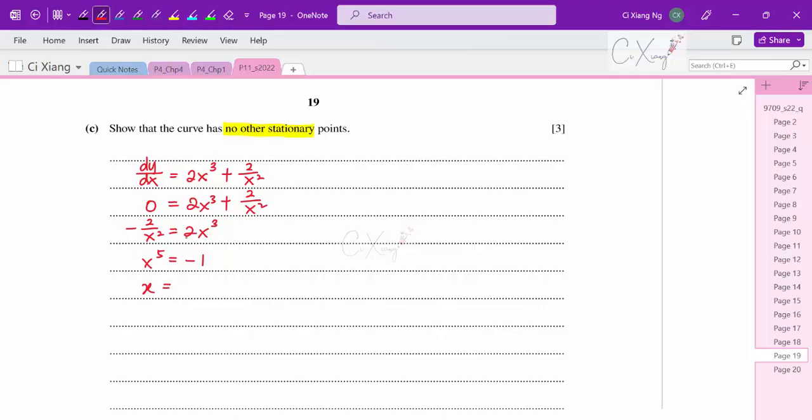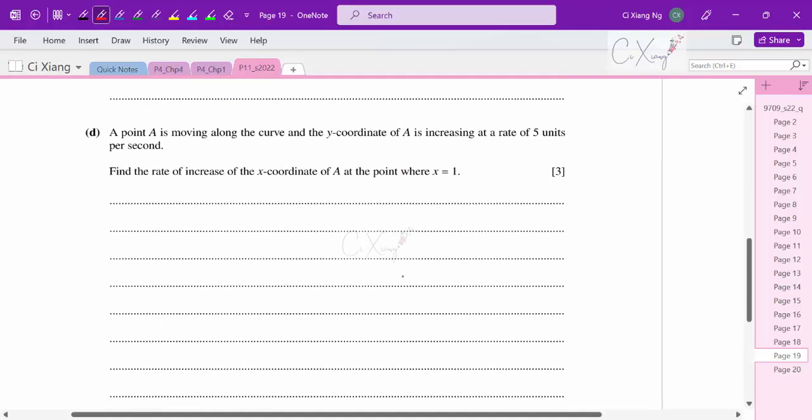No matter how you take the fifth root, the answer for x is still negative 1, which is actually the stationary point that they gave us just now. So when you only have one coordinate for x, it also means that there is only one stationary point for this curve. Okay, alright, now we proceed to the last part of this question.